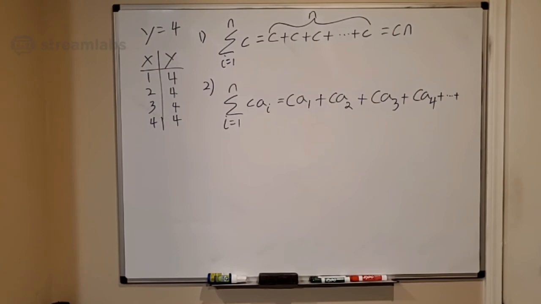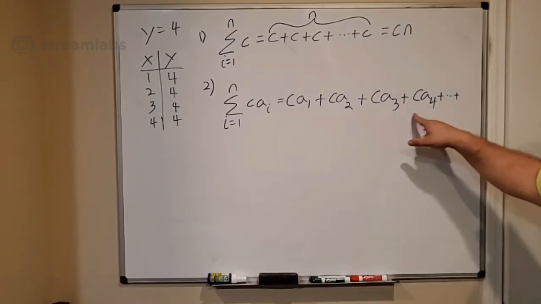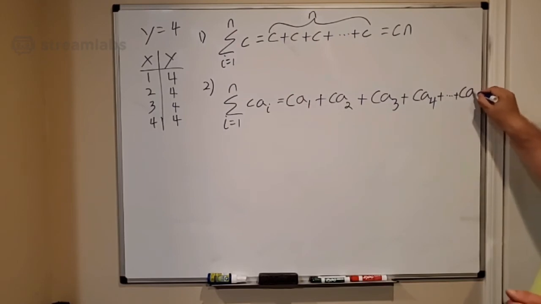So just like on the other ones, you gotta be careful, buddy. If you plug in 1, plug in 2, plug in 3, plug in 4, my last one will be to plug in n. So it'll be c a sub n.